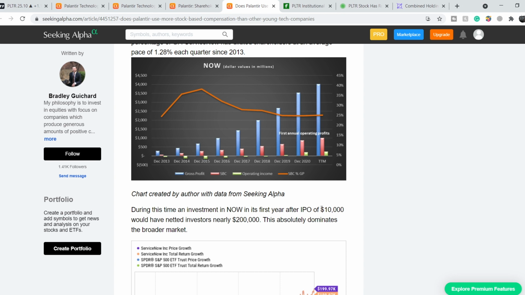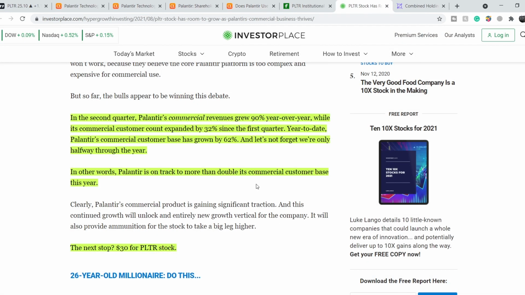If you invested $10,000 right after the IPO of Now company, for now you would have about $200,000 of net profits. And this number is really impressive. And I have to say that Palantir has similar upside potential, and that's why, in my opinion, stock-based compensation is not as severe an issue as you might think. And let me show you this article.